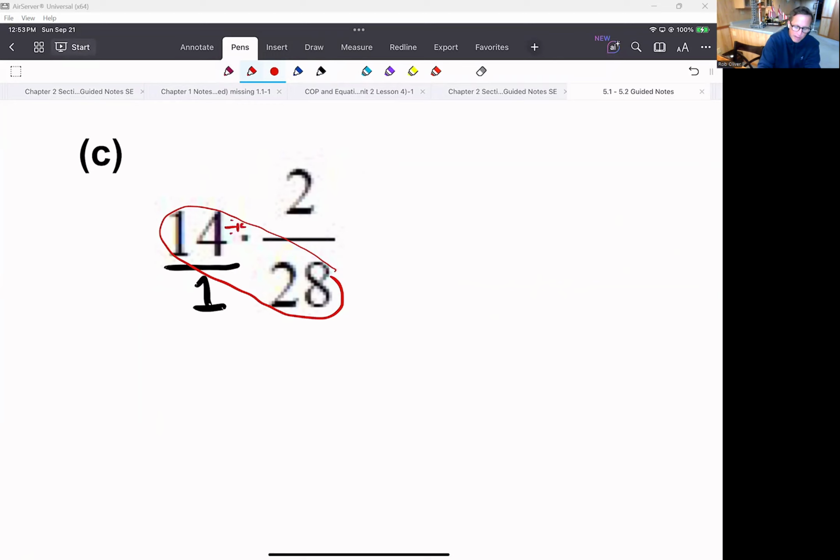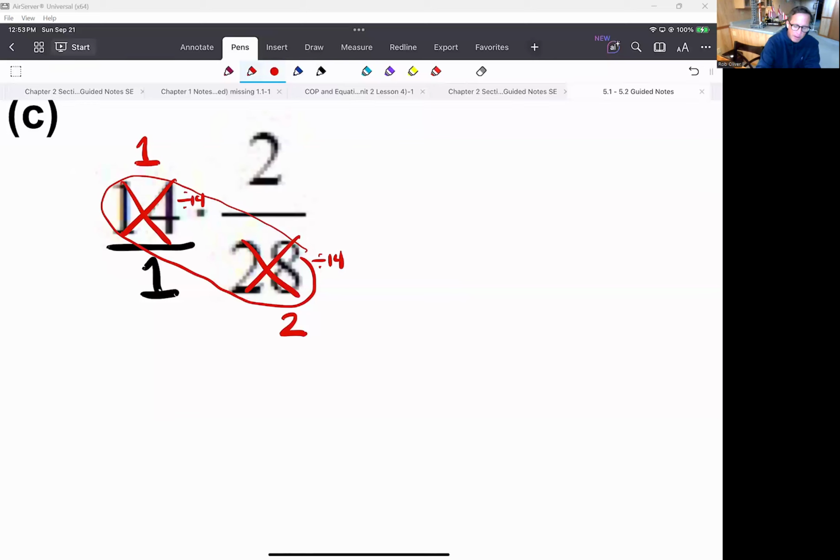I'm going to use 14 because that is the greatest common factor, and that's always the better factor to use, or the best factor to use. All right, 14 divided by itself is 1. 28 divided by 14 is 2. And if we just multiply left to right, we've got 1 times 2, which is 2. And then we also have 1 times 2 on the bottom, which is 2.